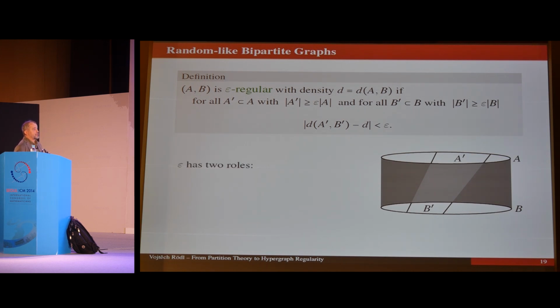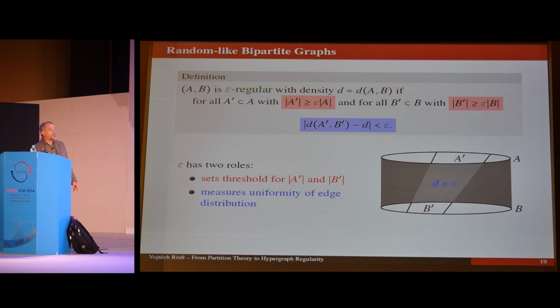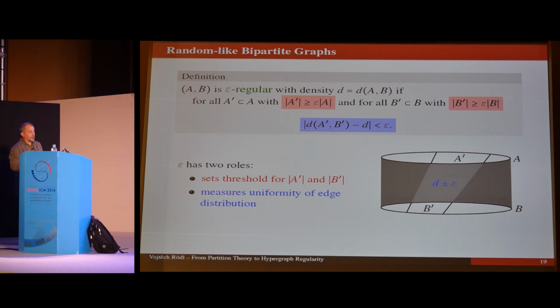In this definition, epsilon has two roles. It sets the threshold for the sizes of A' and B'. If A' is too small, we can't say too much, and similarly for B'. And it also measures the uniformity of the edge distribution, so it tells us how far we can go away from the density of the original pair.